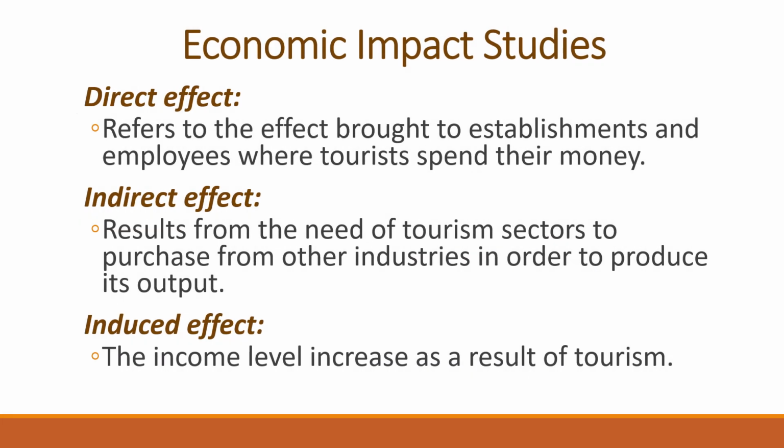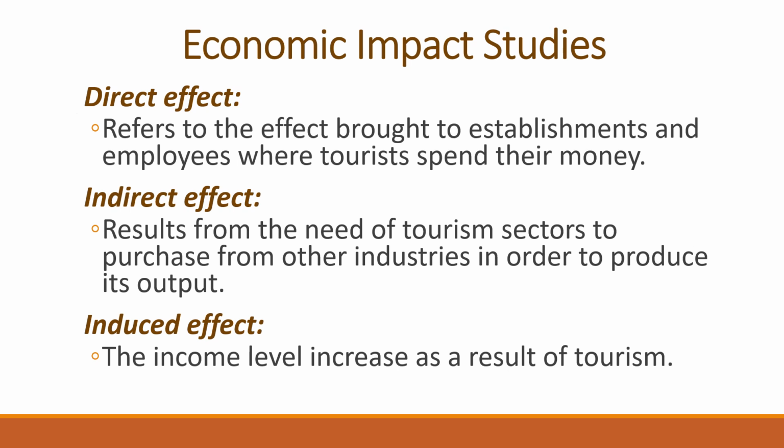The second objective for travel and tourism research, as discussed earlier, was economic impact studies. Economic impact studies come with a variety of types, but they basically break down into these three types of information. One of them is the direct effect, and it refers to the effect brought on by the actual establishments, like the number of employees, where tourists are spending their money.